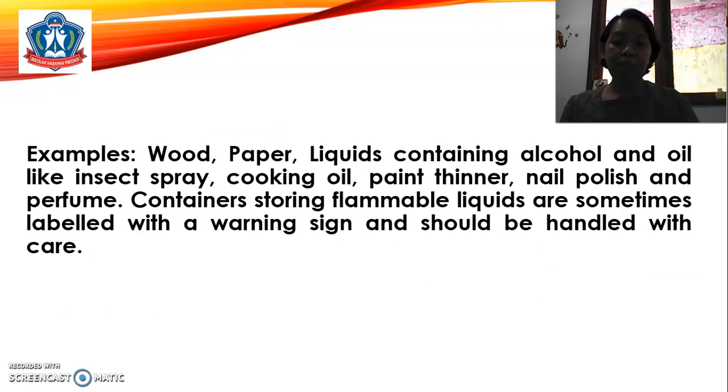Examples of flammable materials. These materials are mostly found in our home, like wood, paper, and liquids containing alcohol and oil like insect spray, cooking oil, paint thinner, nail polish, and perfume. Containers storing flammable liquids are sometimes labeled with a warning sign and should be handled with care. So this symbol is very important for us to know if the material or liquid is flammable or not.